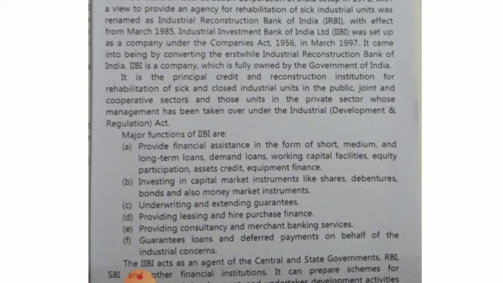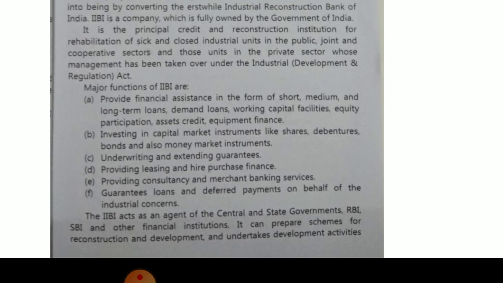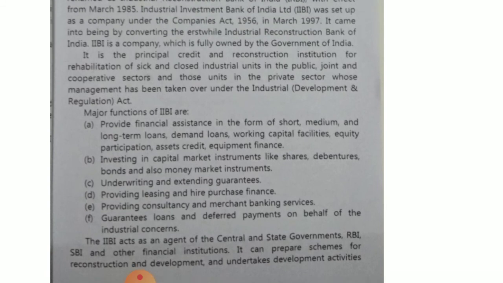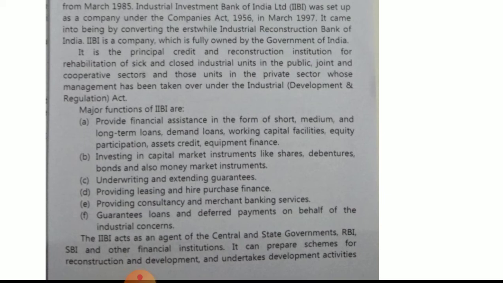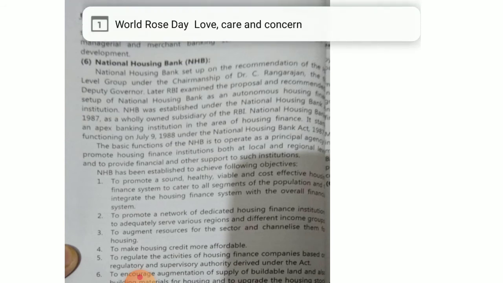Okay, then investing in capital market instruments like shares, debentures, bonds and also money market instruments. Then underwriting and extending guarantees, providing leasing and hire purchase finance, then providing consultancy and merchant banking services, guaranteeing loans and deferred payment on behalf of industrial concerns. Okay, so IIBI acts as an agent of the central and state government, RBI and State Bank of India and other financial institutions. It can provide schemes for the reconstruction and development and undertake development activities by providing infrastructural facilities, raw material, consultancy, managerial and merchant banking services for reconstruction and development.